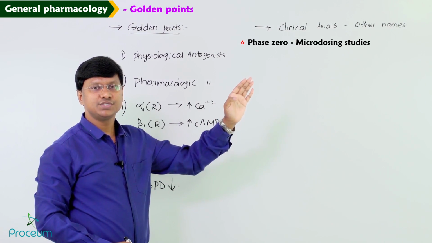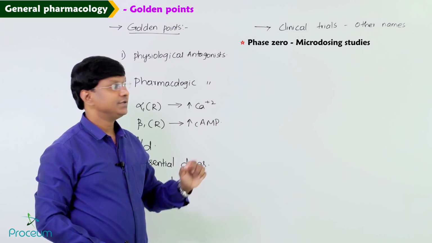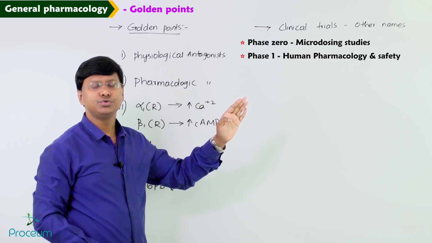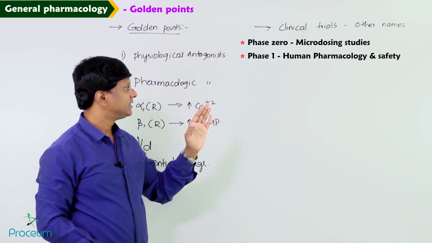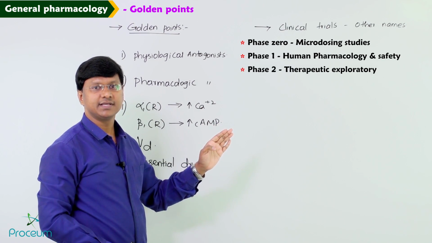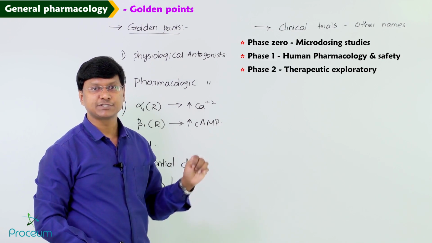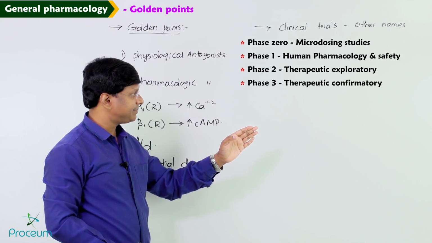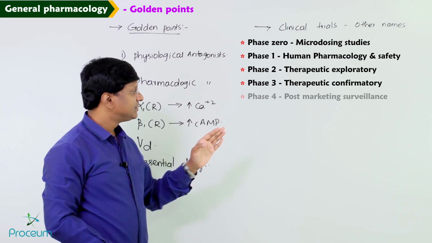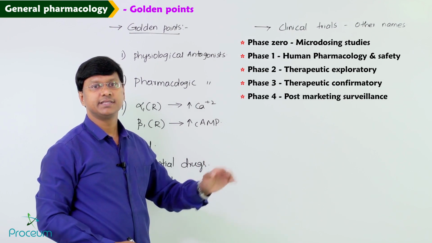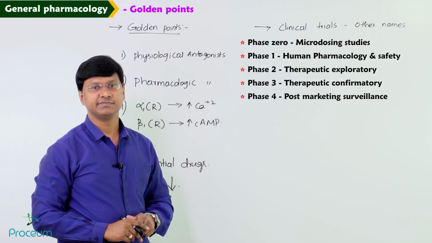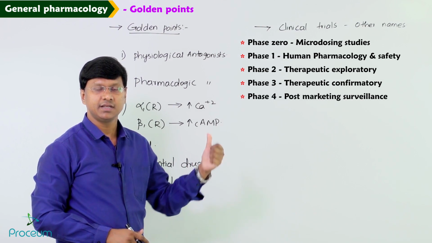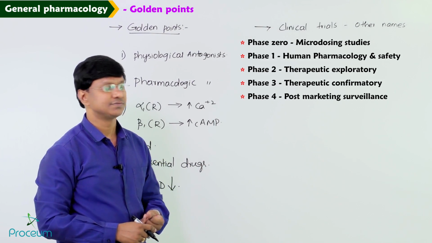Phase 0 is your microdosing studies. Phase 1 is your human pharmacology and safety. Phase 2 clinical trials are therapeutic exploratory. Phase 3 clinical trials are therapeutic confirmatory. Phase 4 clinical trials are post-marketing surveillance. We have discussed this in detail when we were discussing clinical trials.